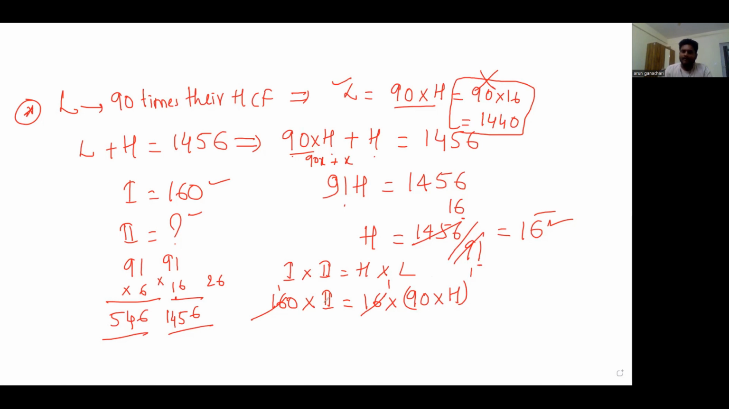16 tens are. That's what I'm telling you. Okay. HCF into LCM. Then what? Can you cancel out the remaining part and tell me the answer?